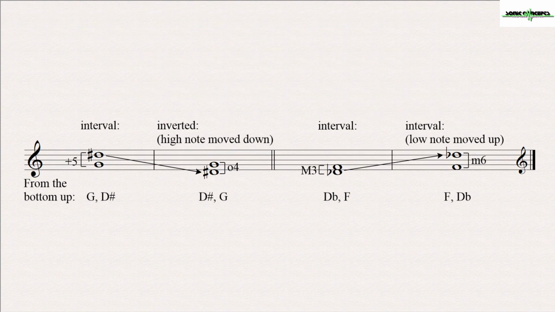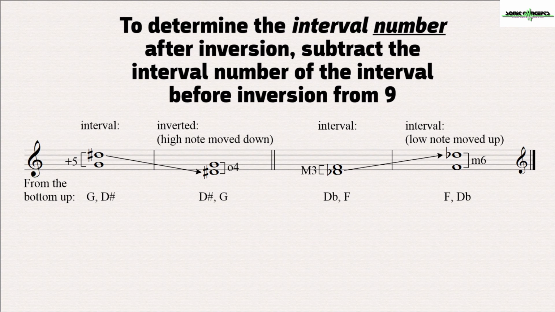intervals. To determine the interval number for an interval after inverting it, subtract the interval number of the interval before inversion from 9. For example, if you invert a fifth, as shown here, subtract 5 from 9 to get 4. The result of inverting a fifth becomes a fourth.